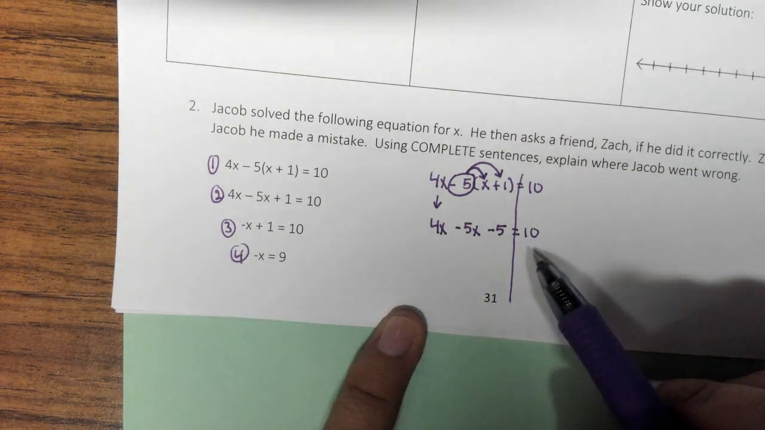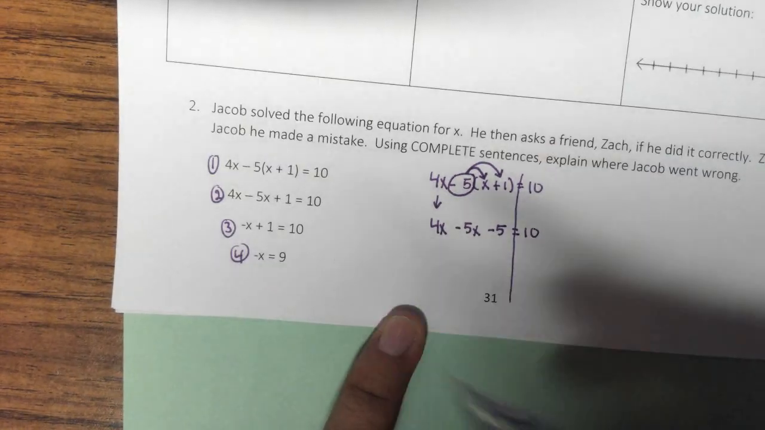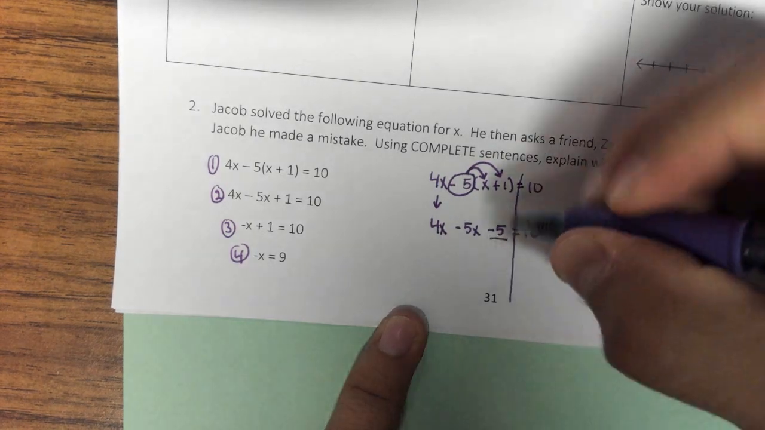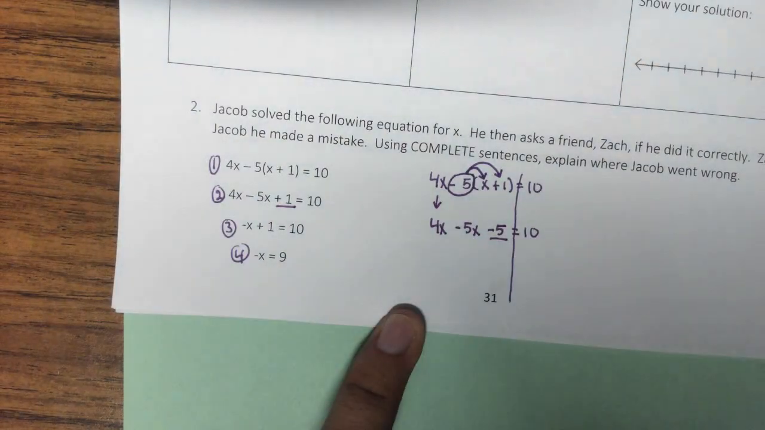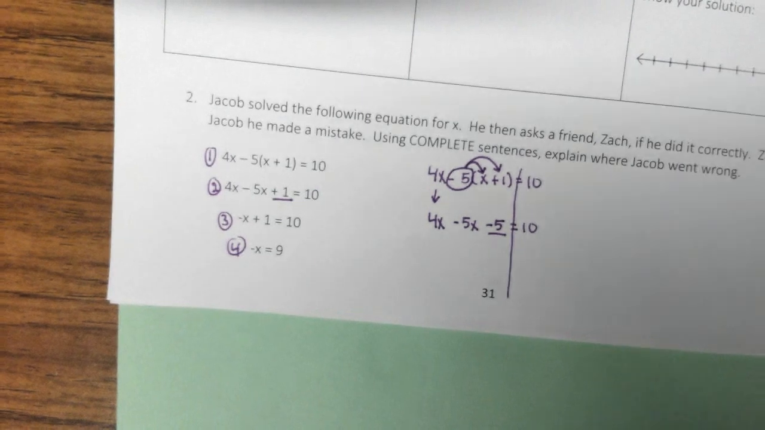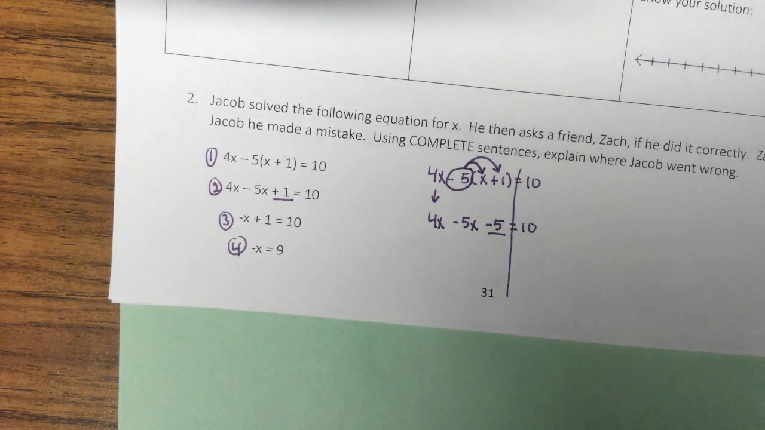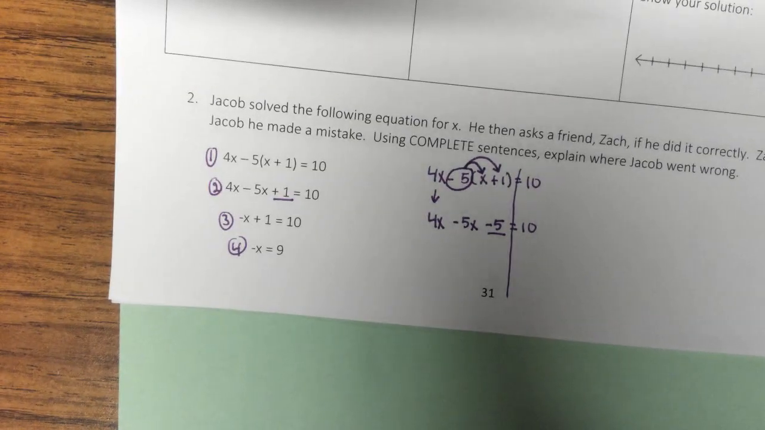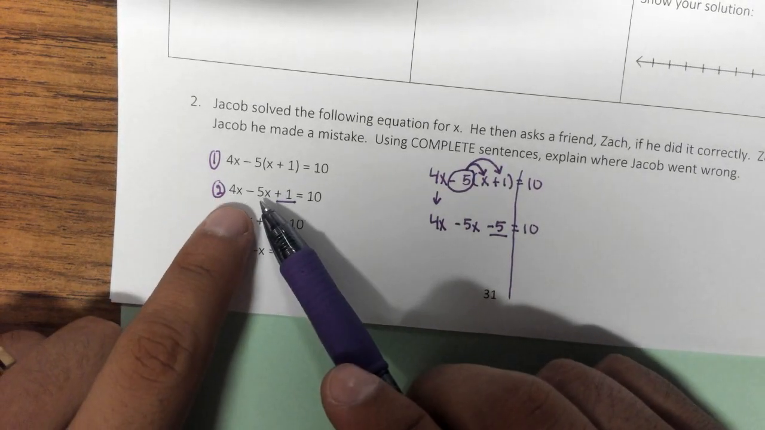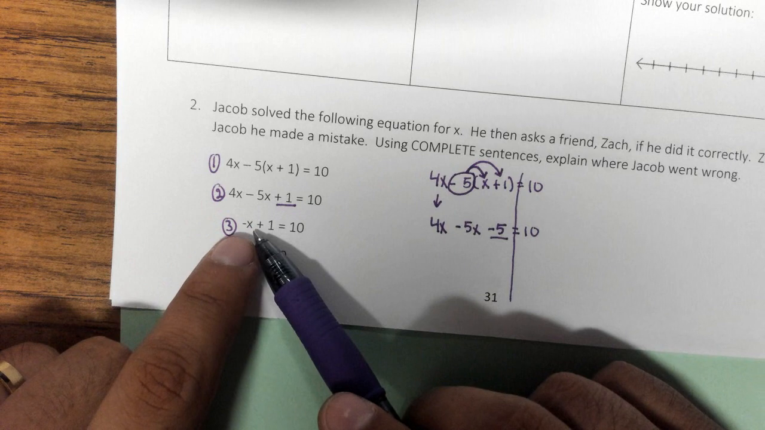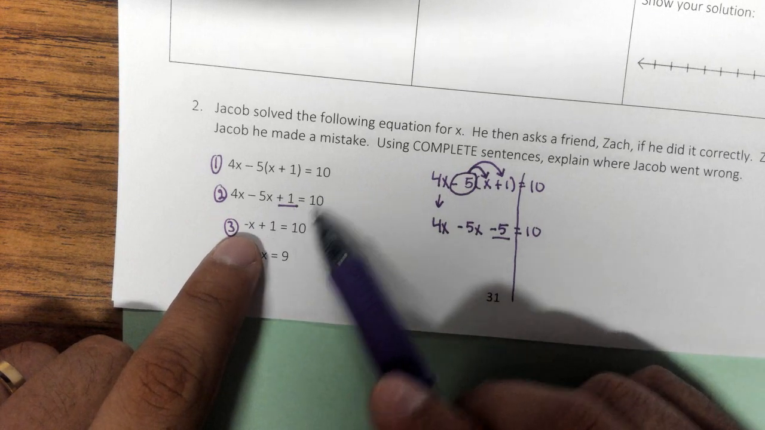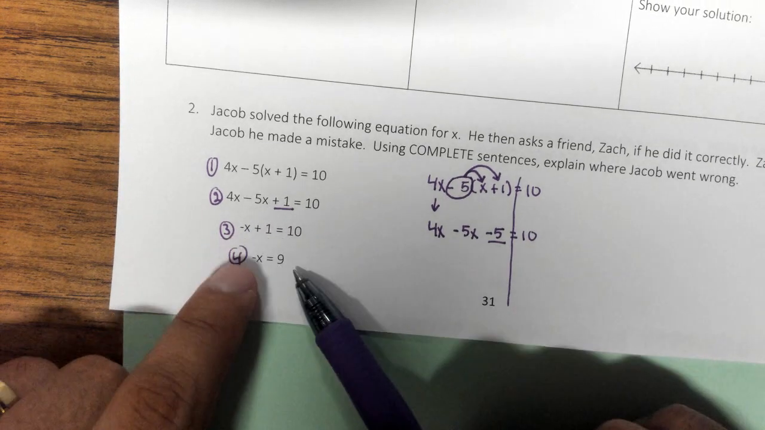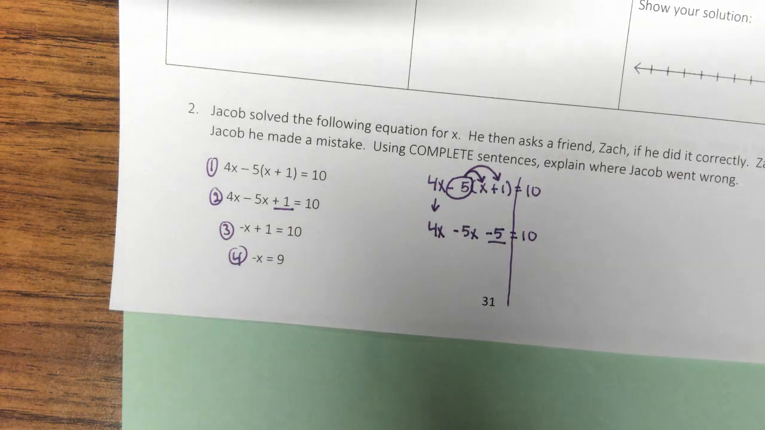Right, we compare our first step to their first step, and already I see the mistake. Alright, so whenever he distributed, he multiplied the first one by negative 5, but then for the second one he did not distribute. And then past that, I mean, all his other steps were correct. 4x minus 5x gives him negative x. The 1 he just brought down, 10 he brought down, then he did minus 1 on both sides, and he gets that negative x is equal to 9.